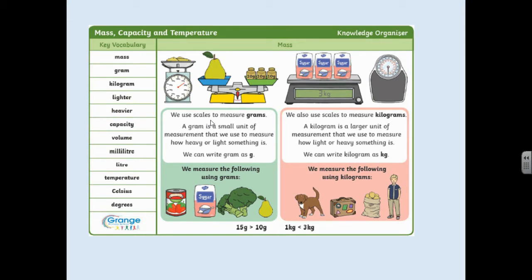When looking at a mass, we have been looking at using scales where we measure it in grams and kilograms. A gram is a small unit of measurement that we use to measure how heavy or light something is, and we measure the following using grams. And kilograms is a larger unit of measurement that we use to measure how light or heavy something is, and we measure the following using kilograms.